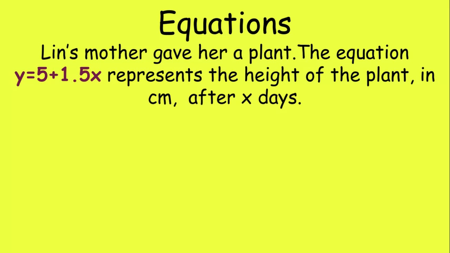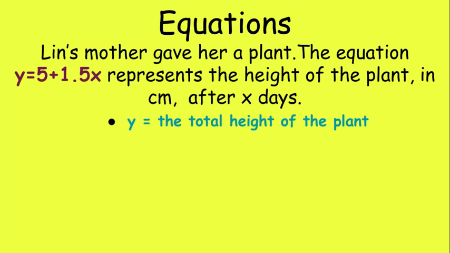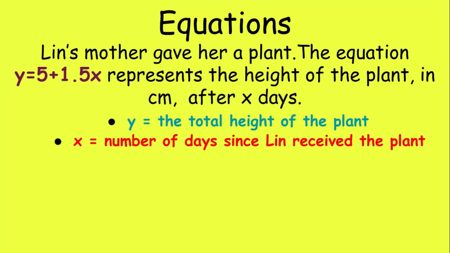The equation y equals 5 plus 1.5x represents the height of the plant in centimeters after x days. So there's many different parts to this equation. There's your y value. When we solve this equation, we're solving for y, and that will give us the total height of the plant. You have an x variable. Your x variable represents the number of days since Lynn received the plant. So right here in our verbal description, it talks about after x days. That's how it's telling you that x is represented by days.